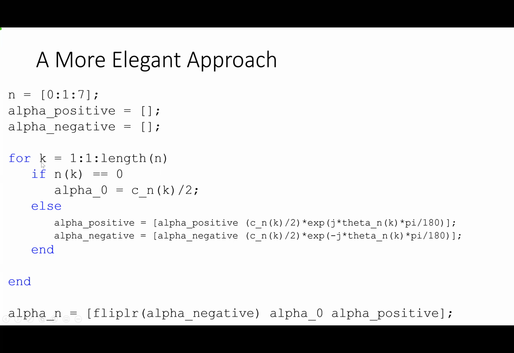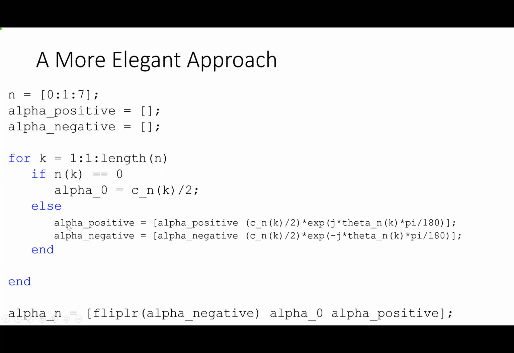And then I have a for loop that says, let's go from 1 in steps of 1 up to the length of n. So n was my harmonic number. I'm going to run the whole length of the n vector. And then I got some if statements here. My if statement says if n of k equals 0, then do this. Otherwise, do this. So let's think about what I'm doing here.